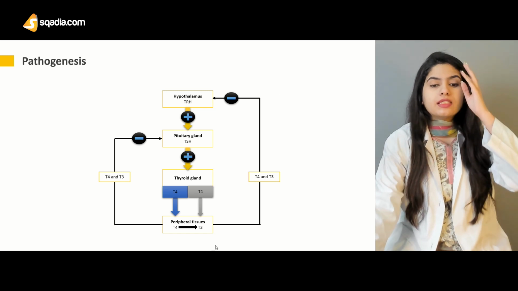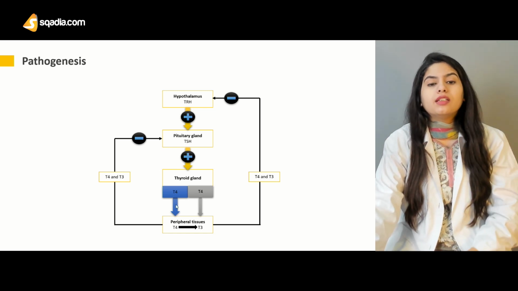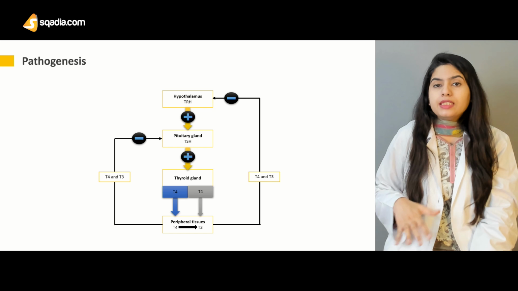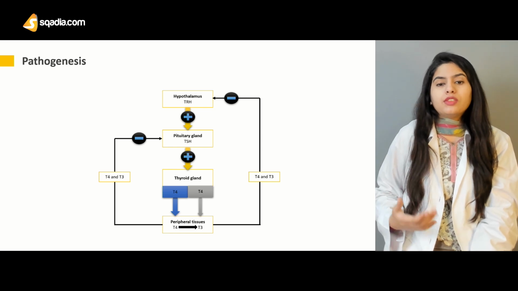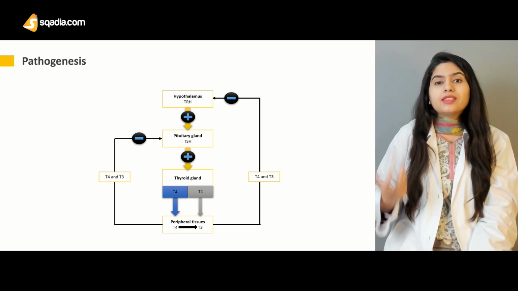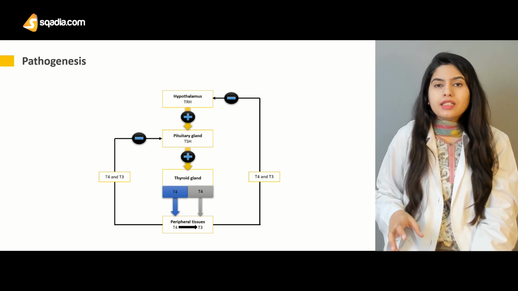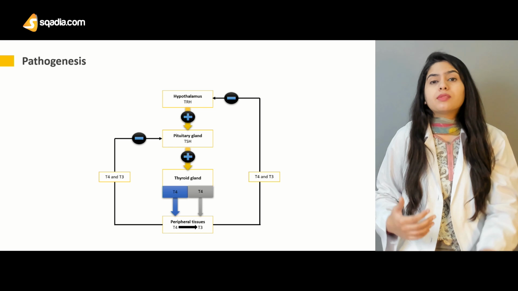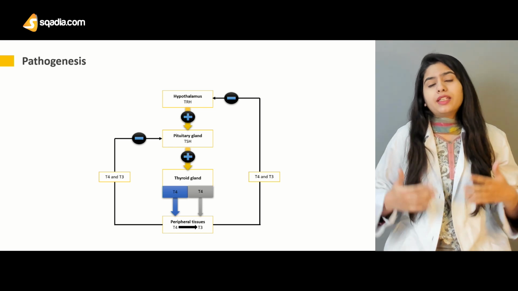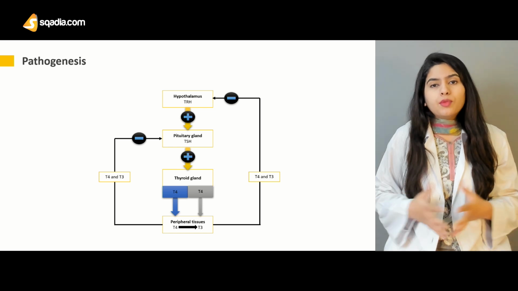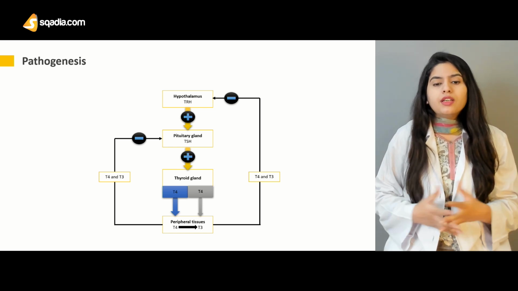Now, this will keep on signaling the hypothalamus and the pituitary gland to release these stimulating hormones, because there is a decreased level of thyroid hormone inside the body. So ultimately, the TRH level or the TSH level will increase, but this will not affect the thyroid hormone level inside the body, because there is a defect in the thyroid gland and it is not producing the hormones.